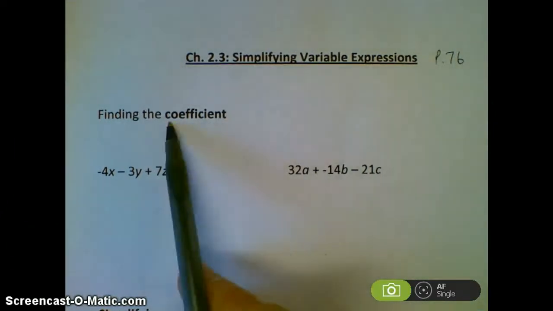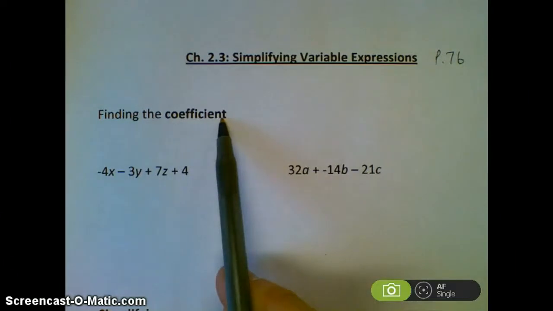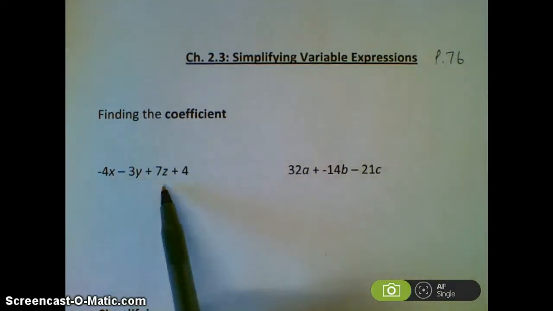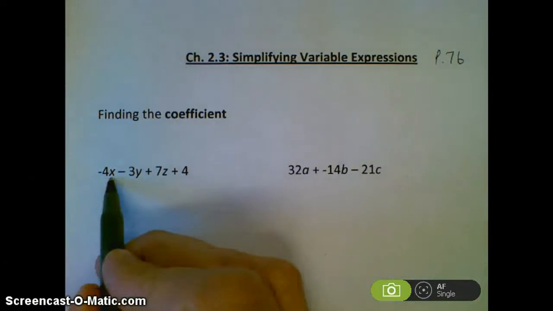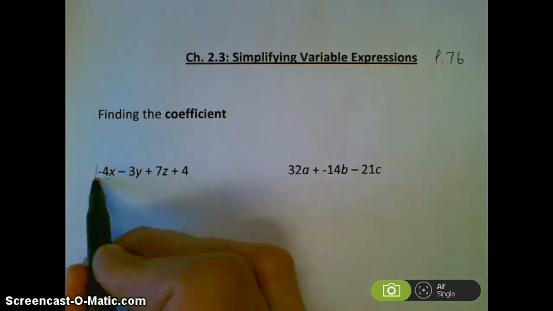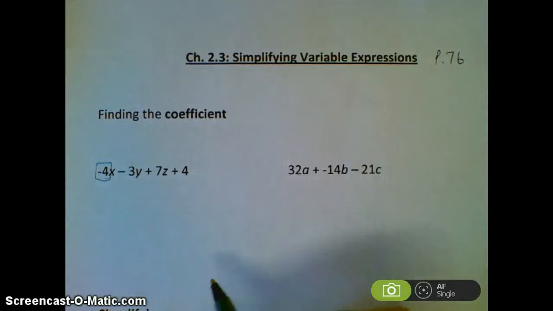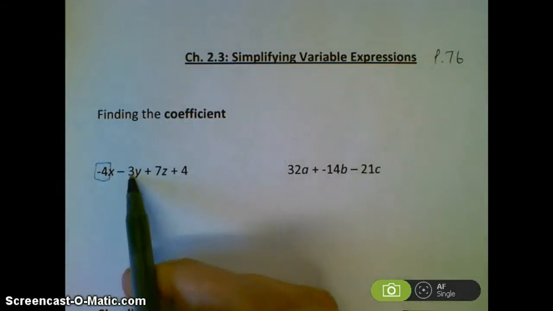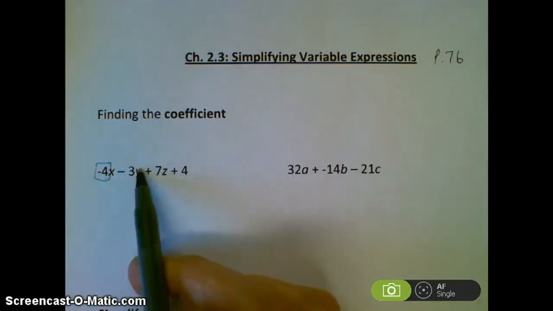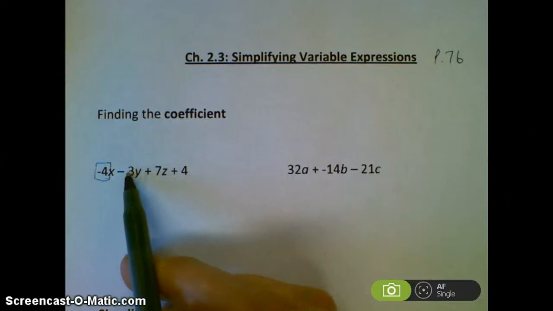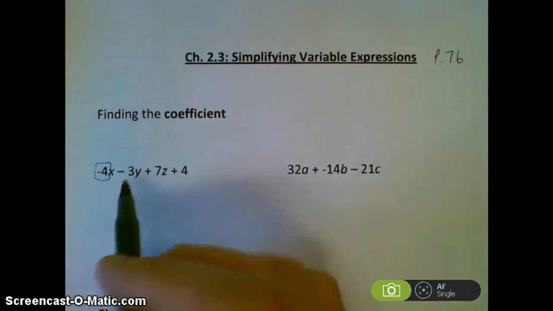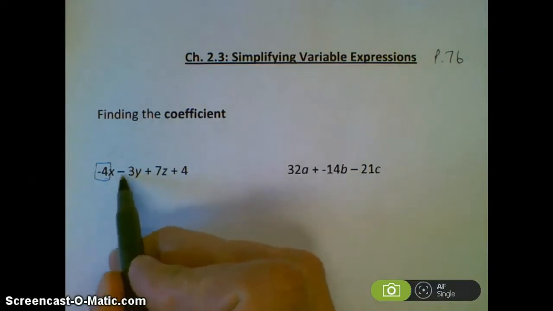One thing I want to work with you on is finding a coefficient. So a coefficient is a number that multiplies any variable. So you might look at this negative 4x term and say, well, yeah, the coefficient is negative 4, and you are correct. You also might look at this minus 3y and say the coefficient is 3. You would not be correct. The coefficient is actually negative 3.